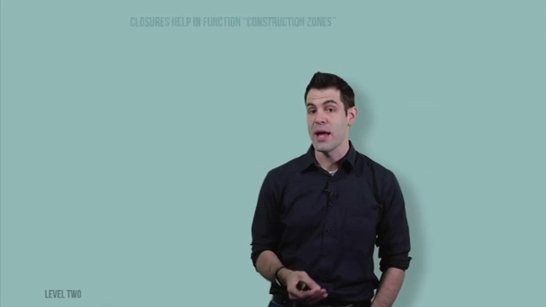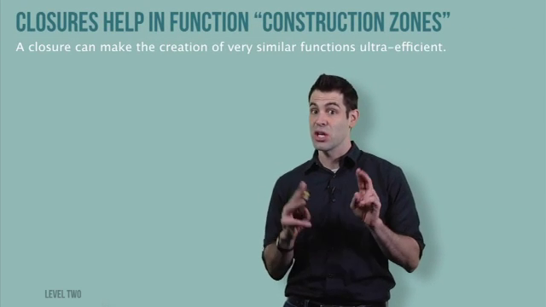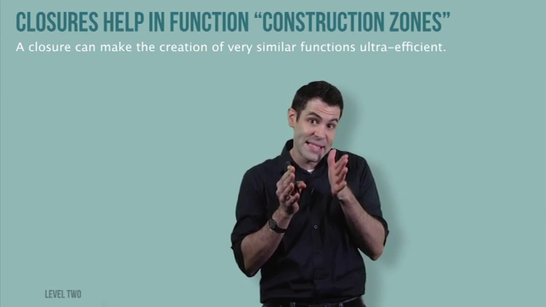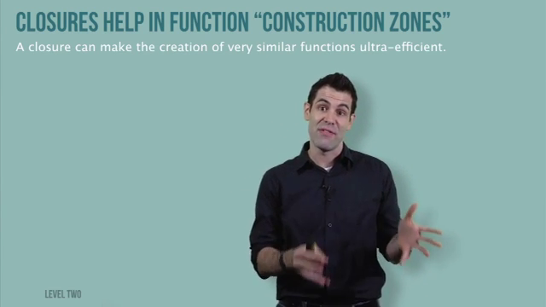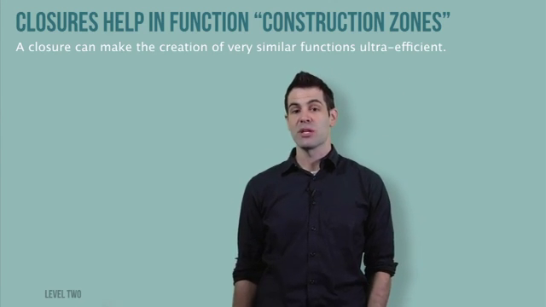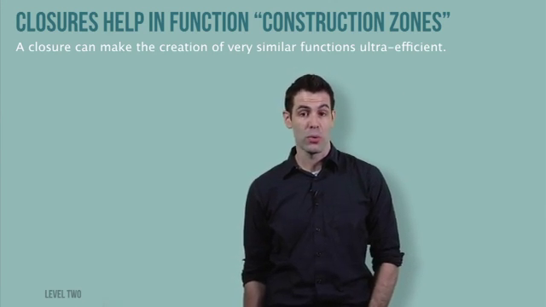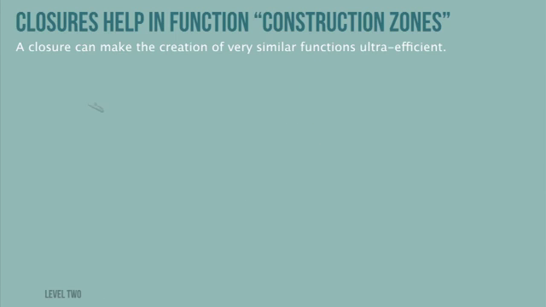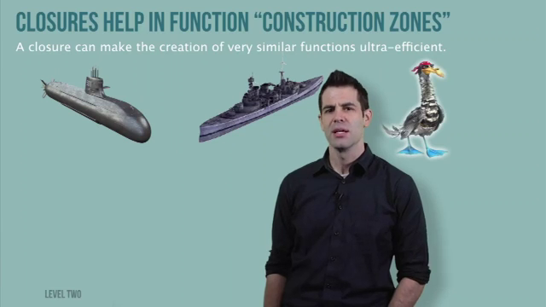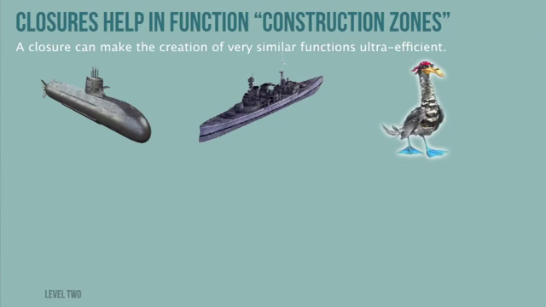So how can we use closures practically? Well, they're very helpful in what we call function construction zones. They make the creation of very similar functions very efficient. So let's see how this works if we were to try to make some transportation modes for the Cold Closures Cove. Let's say that we had a submarine to get across the cove, as well as a battleship, and then a giant seagull. Not only that, it is a pirate giant seagull with blue feet.